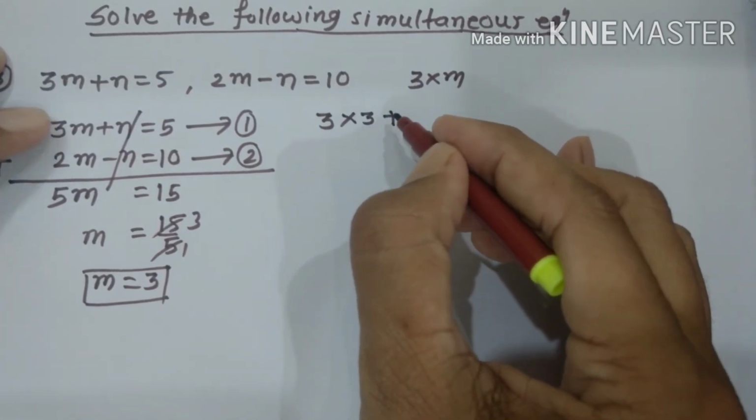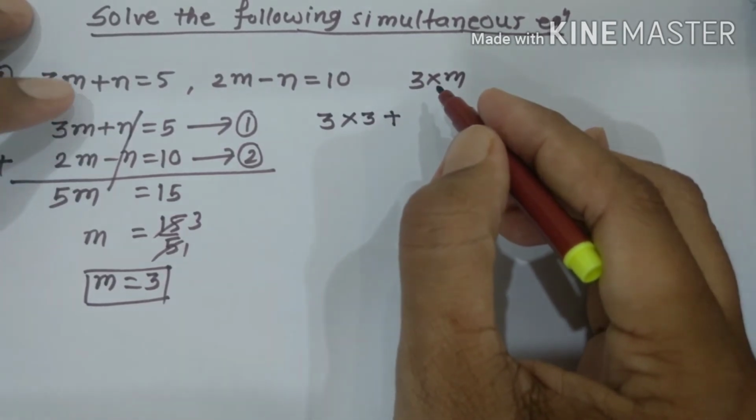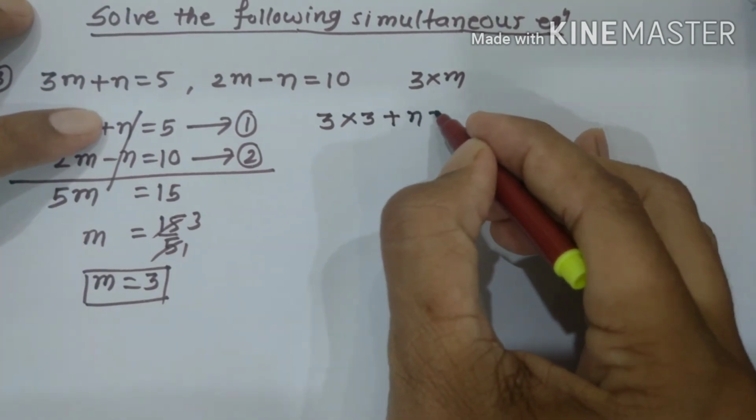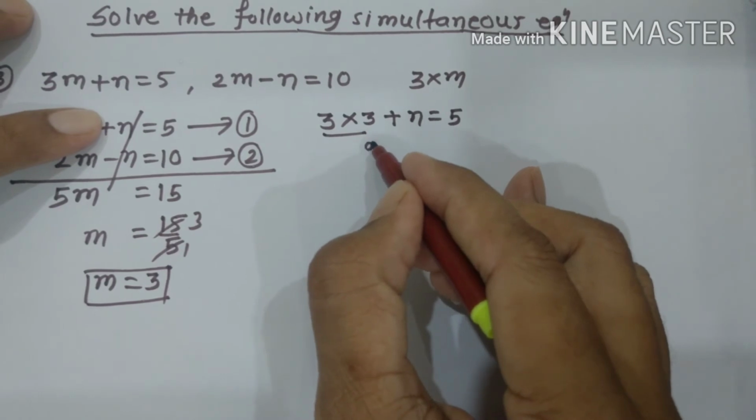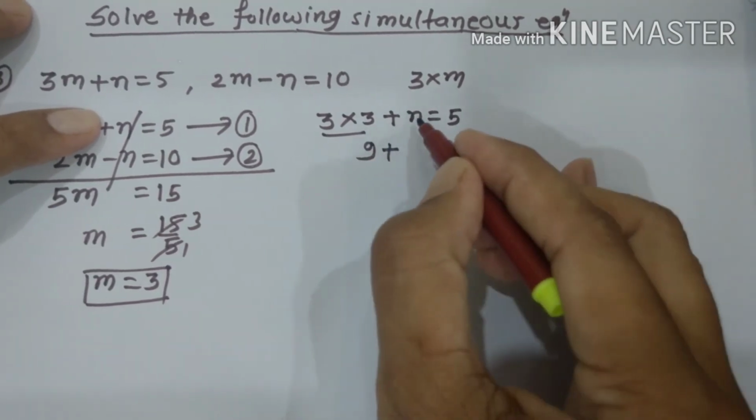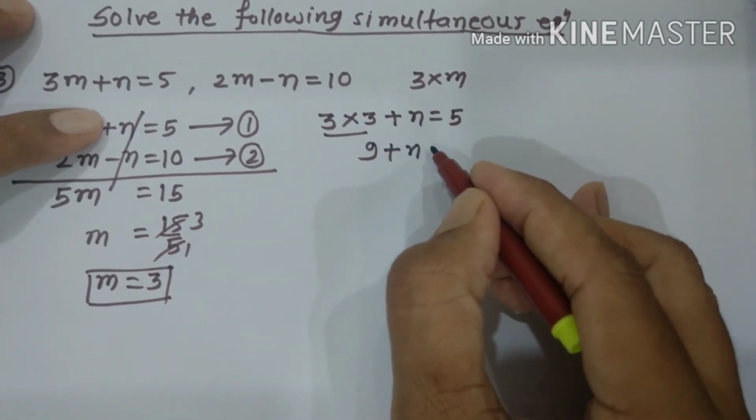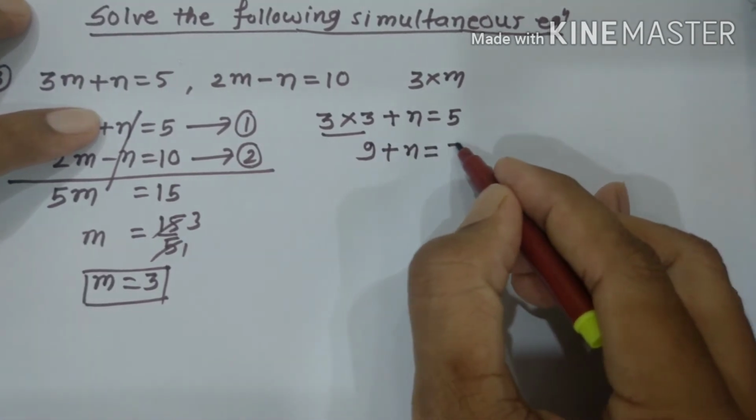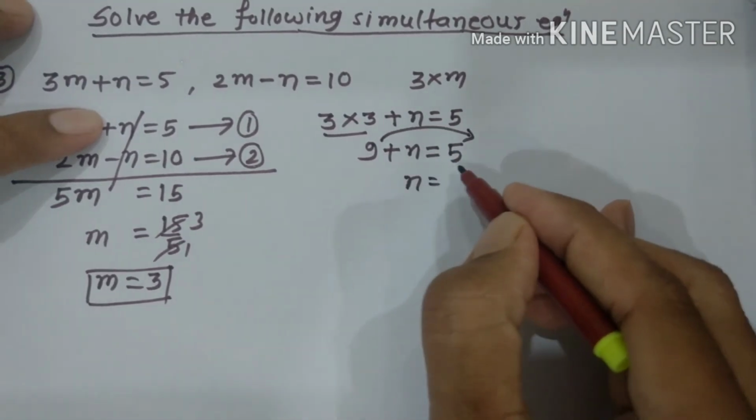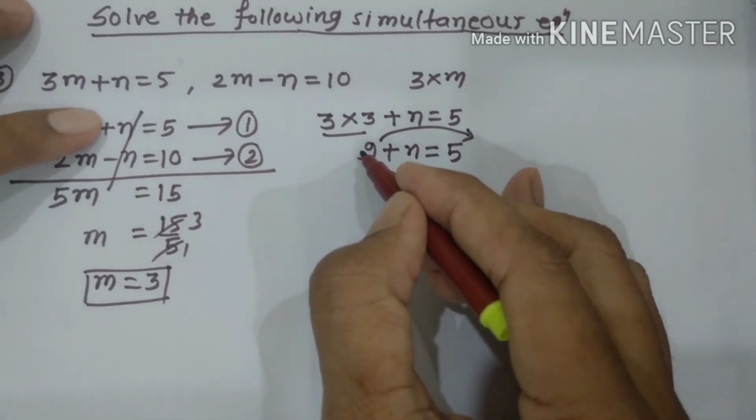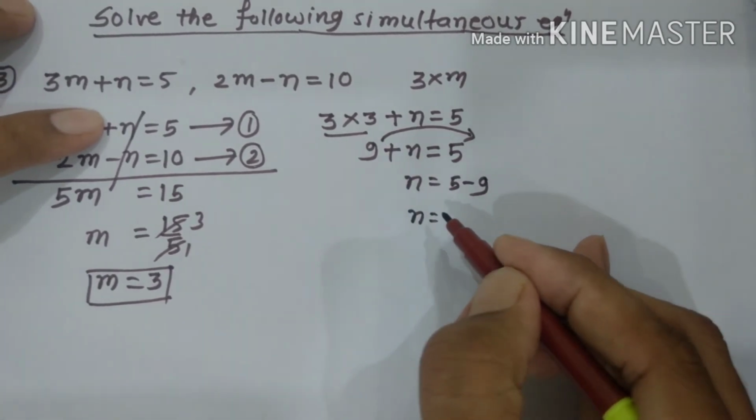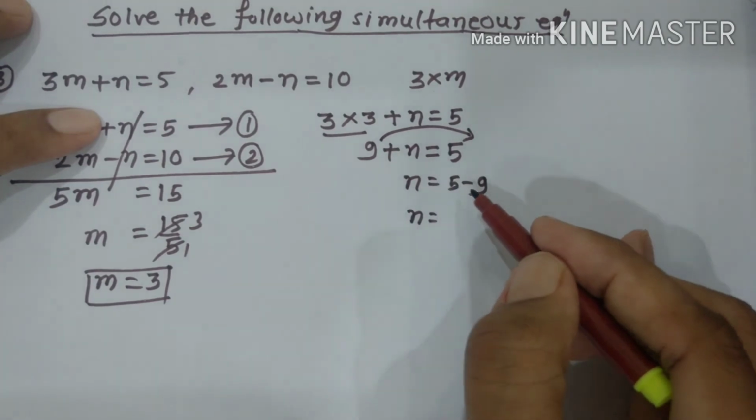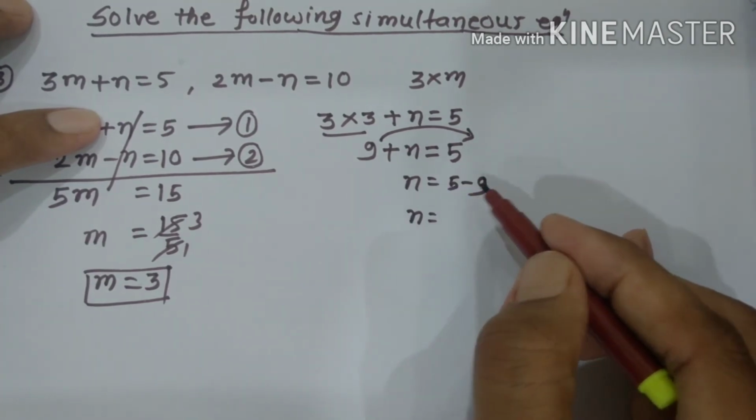Plus n equal to 5. 3 threes are 9, plus n as it is, equal sign as it is, 5 also as it is. Therefore 5 plus 9 becomes minus 9. n equal to, now here subtract 5 from 9.